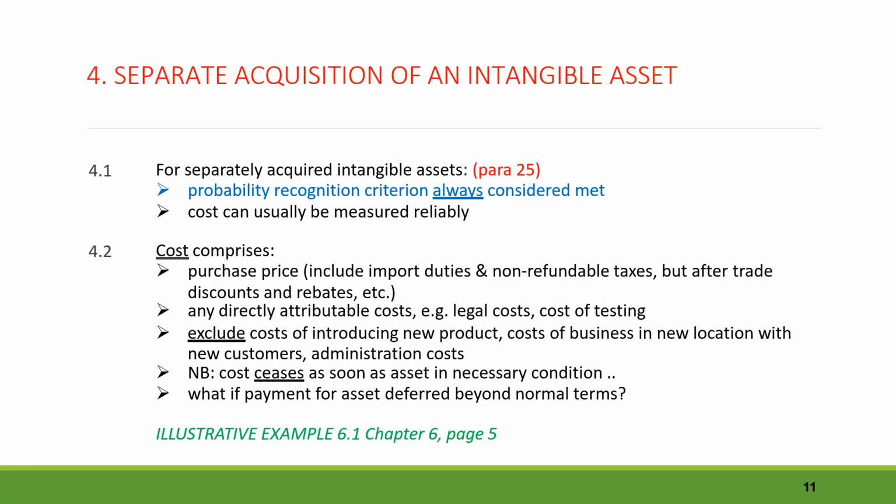This cost will take into account the purchase price and include any import duties and non-refundable taxes, but it will also exclude any discounts and rebates. And it will also take into account any directly attributable costs, so legal costs, for example, right? It will exclude costs of introducing a new product or costs of conducting business in new locations with new customers, and it will exclude any admin costs. And once the asset reaches the necessary condition to be used, all the initial costs are ceased. Okay?